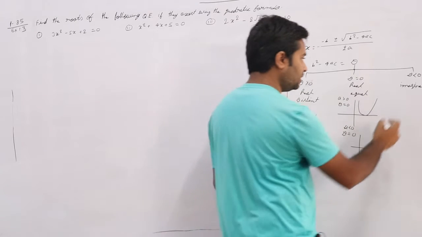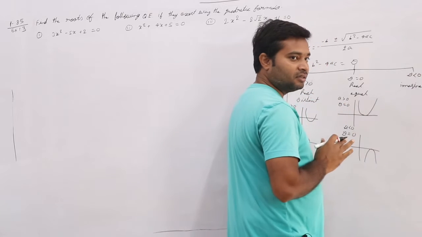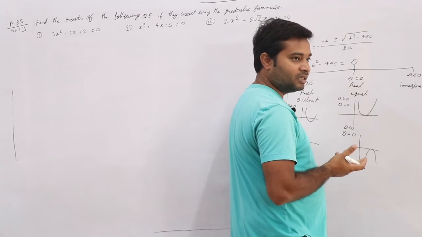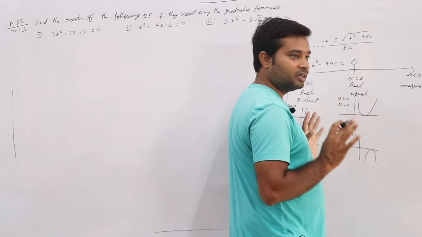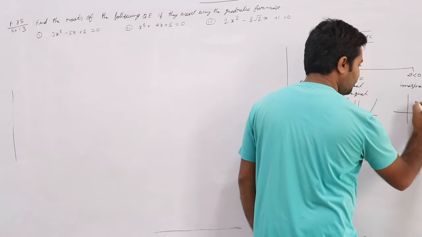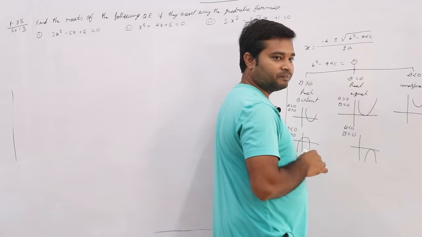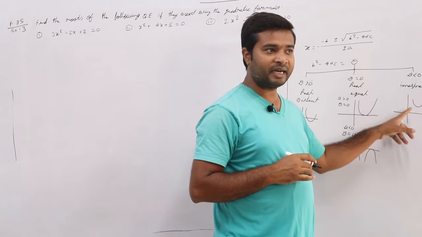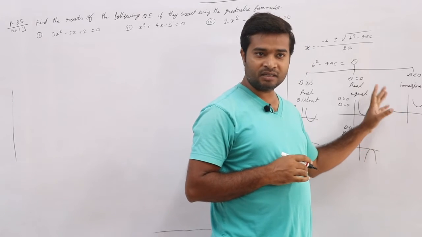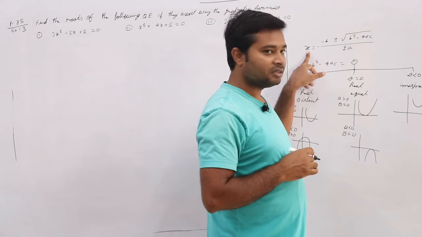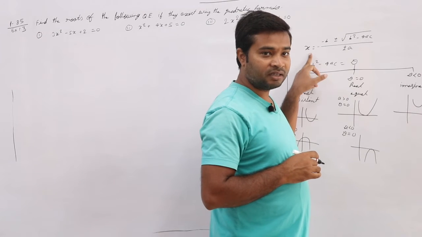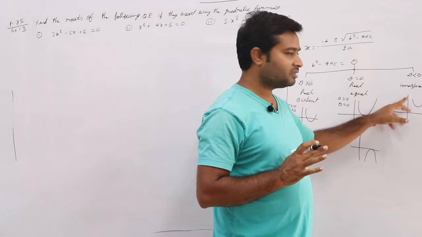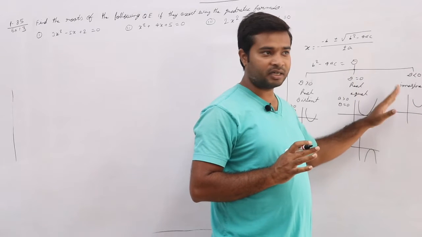Getting it? Then I told when d is less than 0, roots will be imaginary. It means the graph will not touch the x-axis at all, it will be somewhere else. It may cut the y-axis, but we are finding the value of x, not y. Remember this. So cutting the y-axis doesn't matter for us. It should cut the x-axis.